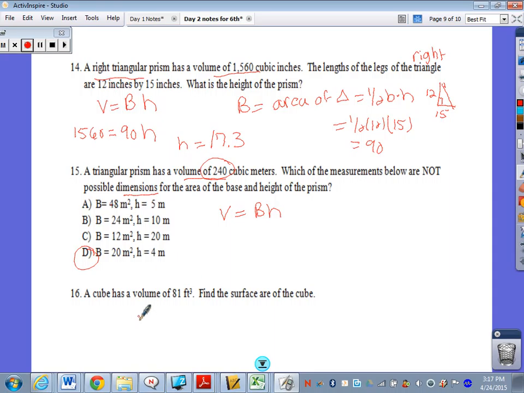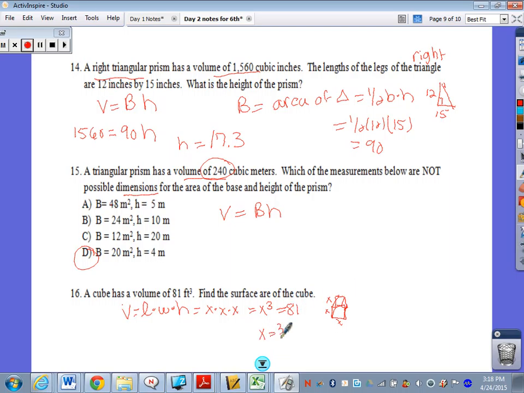Then 16, a cube has a volume of 81 cubic feet. Okay, a cube is just like a rectangular prism. So volume is length times width times height. Now, for a cube, all the sides are equal. So if I have a cube, and we all know that I'm not good at drawing, all the sides are equal. So this would be x times x times x, which is x cubed. So that is equal to 81.